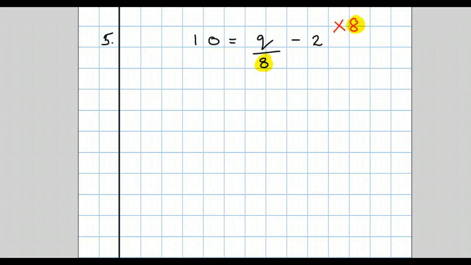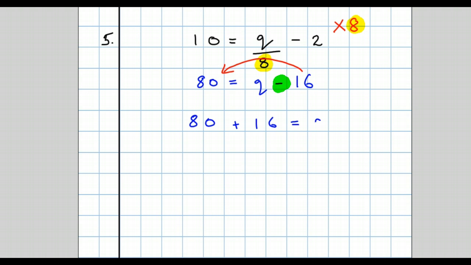So look what I get. 10 times 8 is 80. Q divided by 8 times 8 goes back to being Q. Minus 2 times 8 is minus 16. And now what I do is I move the numbers to join each other. So I write underneath 80. This time I add 16 because, as you've noticed, there's a minus sign in front of it. So it's 80 plus 16 equals Q. In other words, 96. That's what Q is equal to.